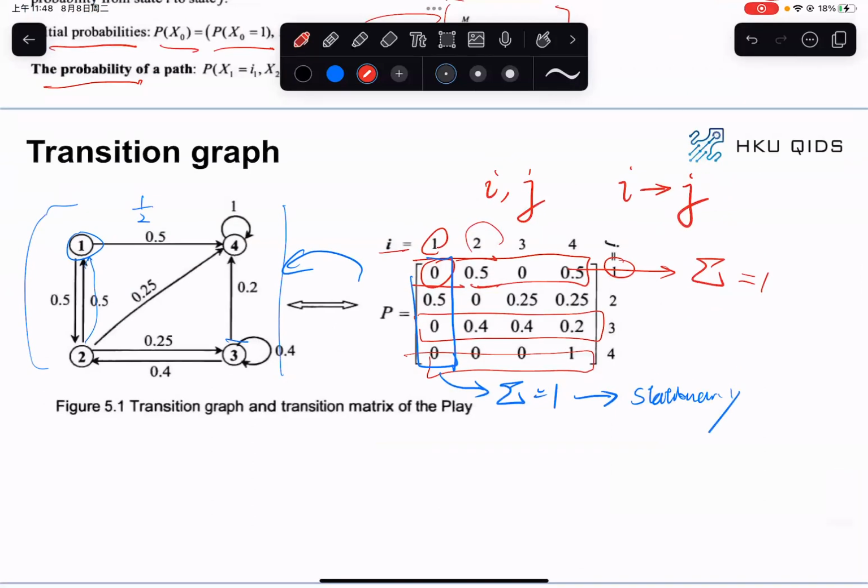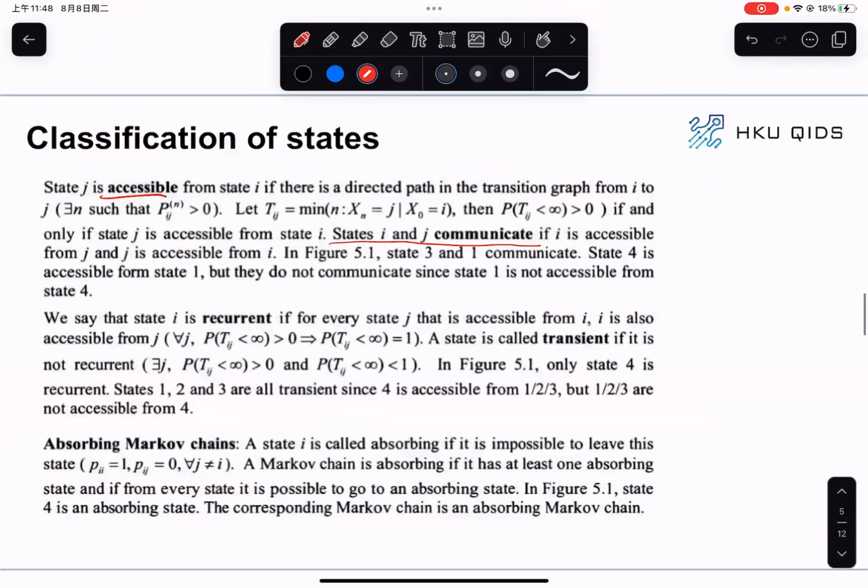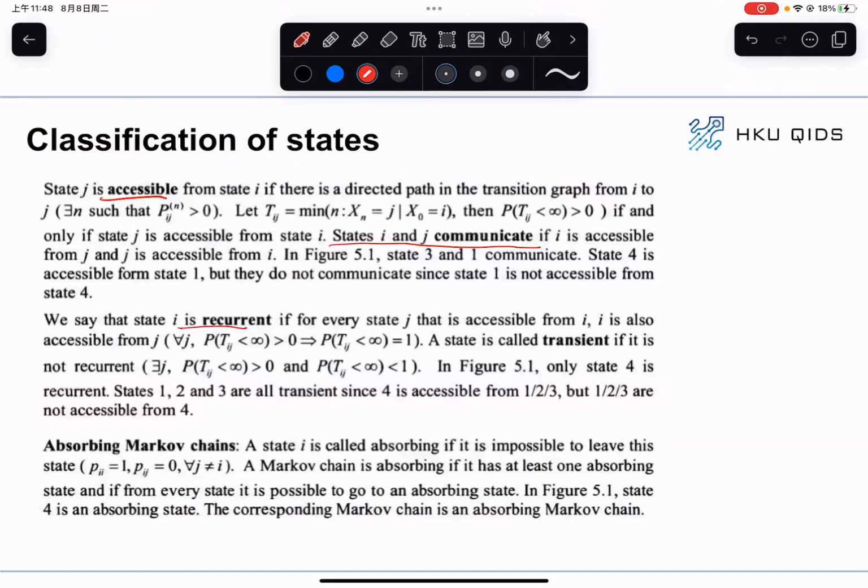We can see 2 is accessible from 1, right? But at the same time, 1 is also accessible from 2. So 1 and 2 communicate. You can see there are double directions here. And the next thing is that we can say a state I is recurrent if every state J that is accessible from I is also accessible from J.